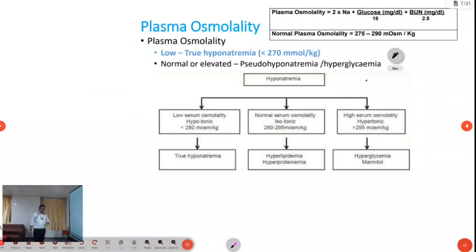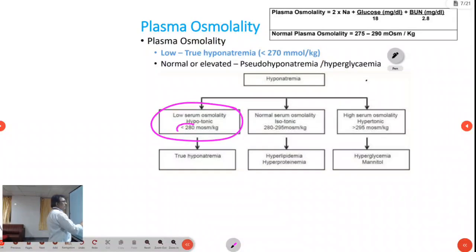Now when you have a hyponatremia case, don't think too much. You have to check the serum osmolality. If the osmolality is less than 250, 270, that is an actual hyponatremia. If it is more than 270, you have to think about hyperglycemia or mannitol, something like that. So pseudo hyponatremia comes into the picture. So hyponatremia with low serum osmolality only we are going to check.